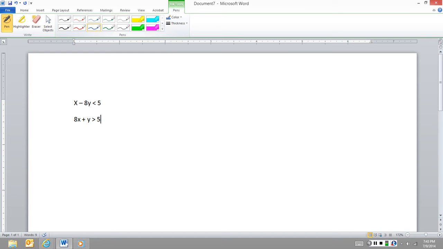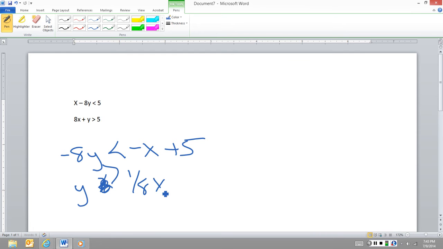So the first thing I'm going to do is rewrite these both into slope-intercept form so I can graph them. That's always going to be your first step because you're going to need to graph these, and it's obviously going to be easier if they're in slope-intercept form. So I'm going to move this over. And then this actually changes direction, right? Because I'm dividing by this. So this is 1/8 x minus 5/8. So this is my first one. And then my second one here is going to be y equals negative x plus 5.